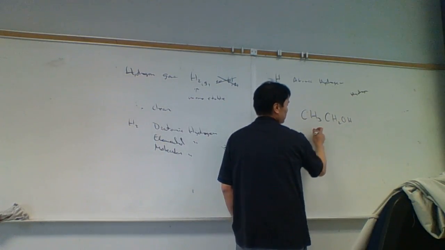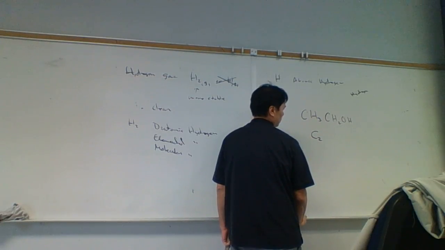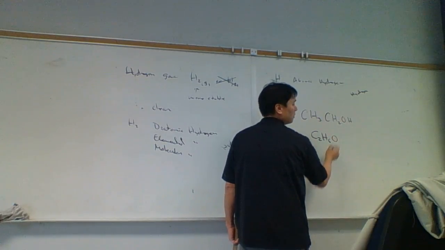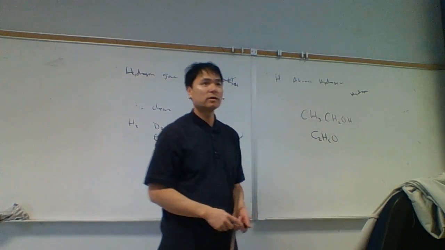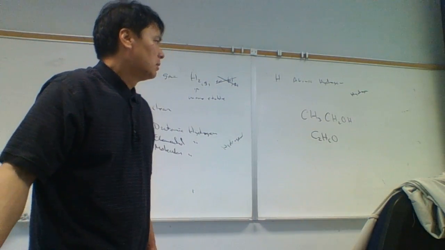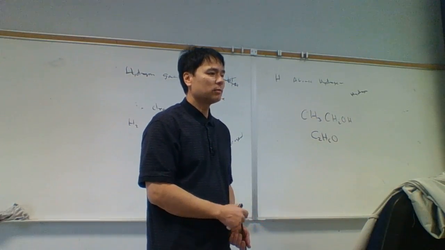The molecular formula is going to look different. The molecular formula would be C2H6O. That would be the molecular formula for ethanol. The molecular formula for ethanol just tells us the composition. There's a problem with the molecular formula for ethanol.